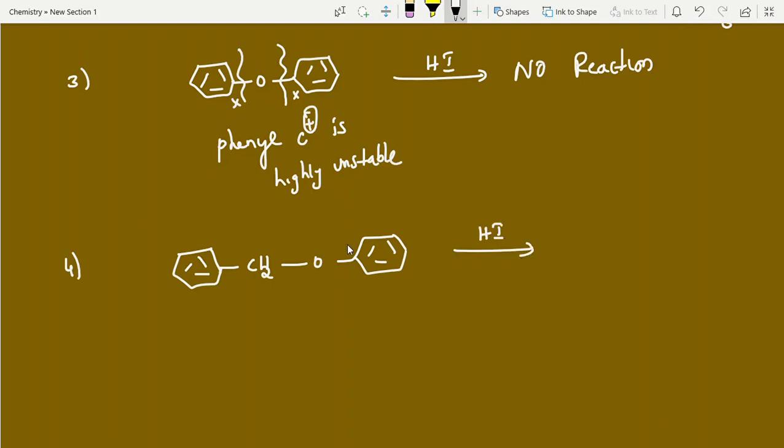Suppose here cleavage gives a highly unstable phenyl carbocation. Here cleavage gives a benzyl carbocation, and the benzyl carbocation is stable, right? So that only we can write here. The phenyl carbocation is unstable. That's why you have to write the benzyl carbocation.